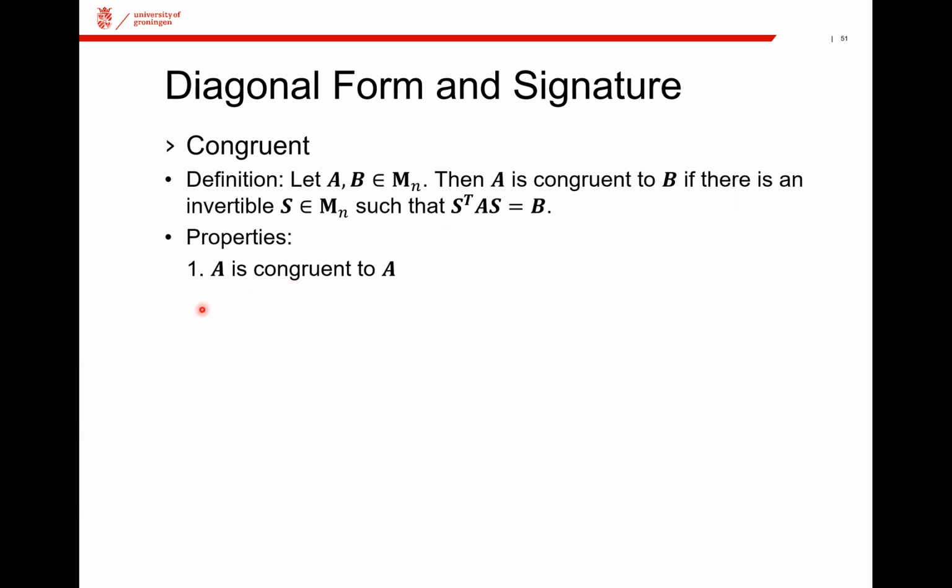Okay, and there are some properties here. A is congruent to itself. That is easy. So we can find an invertible matrix, just E, where only the elements on the diagonal line are 1 and all other elements are 0. And the transpose matrix of E is itself. So it will be E times A times E, and it will still be A itself. So we can find an invertible matrix E to make this hold. So we can say that A is congruent to A.